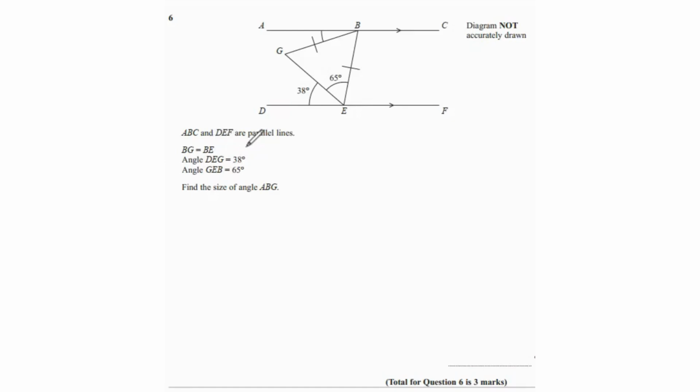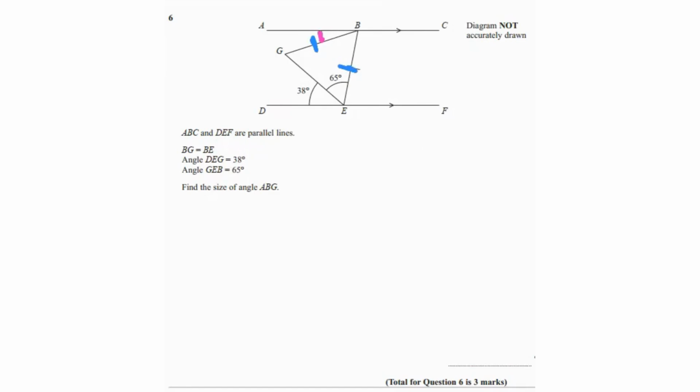It says that ABC and DEF are parallel lines. BG equals BE. So they've already marked BG equals BE. Angle DEG is 38. Angle GEB is 65. We need to find the size of angle ABG. So this angle is what we need to find.